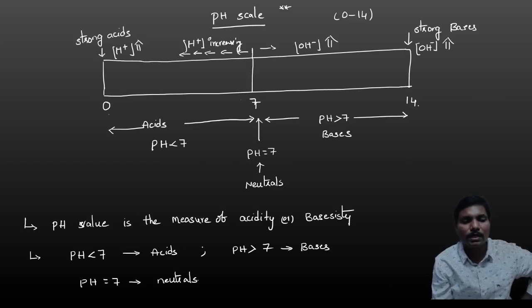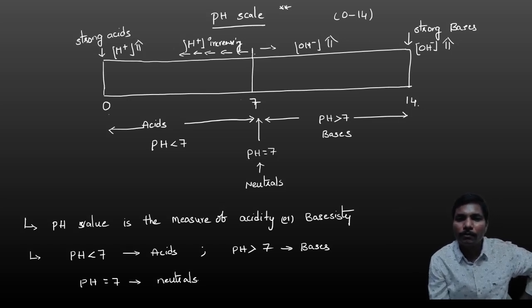So once again, guys, less than 7 means acidic. Greater than 7 means basic. Exactly 7 means neutral. 0 means strong acid, 14 means strong base. So from 7 to 0, H plus ion concentration increases. From 7 to 14, OH minus ion concentration increases.